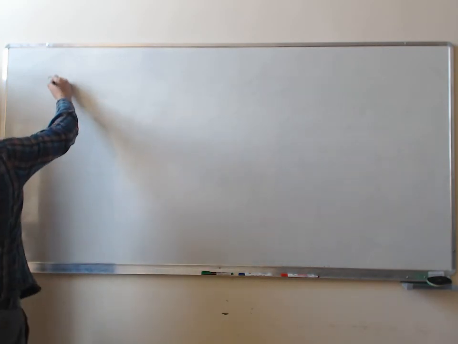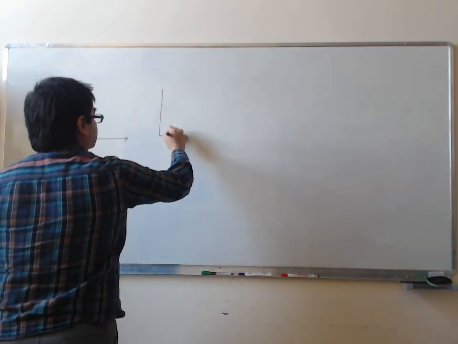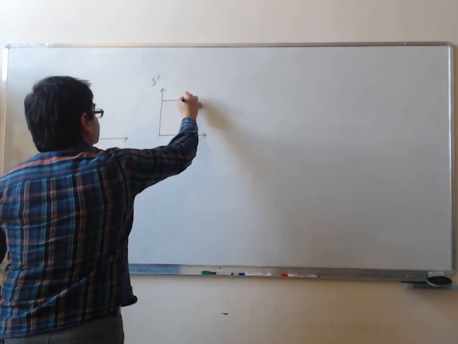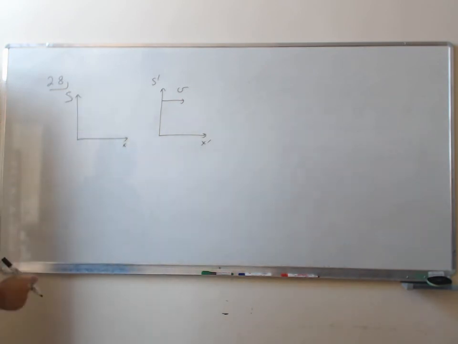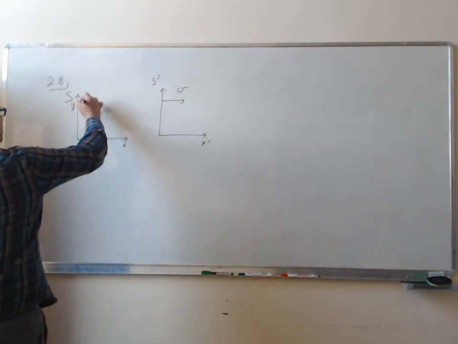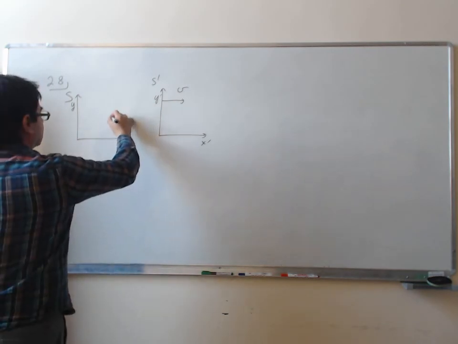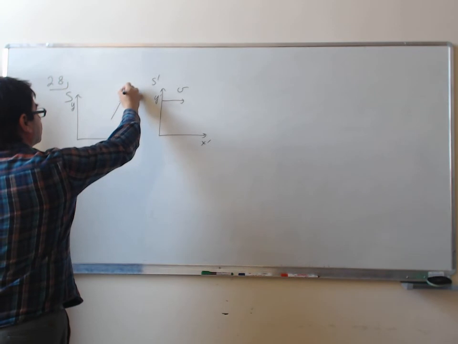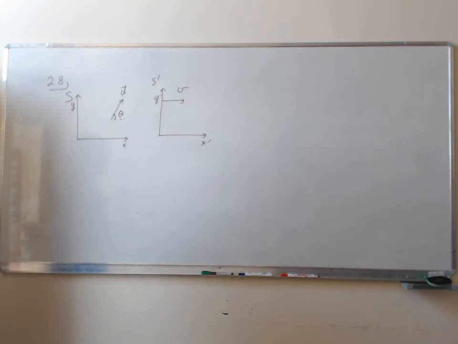So this is question 28, and I have these two reference frames in the standard configuration. S prime is moving with some velocity v, and S. They're telling us a particle moves in the xy plane of the system S with a speed u in a direction that makes an angle theta with the x-axis. Let's also call these axes y prime. We have some particle that moves with some velocity u, and that velocity makes an angle theta with the x-axis. This is the idea.